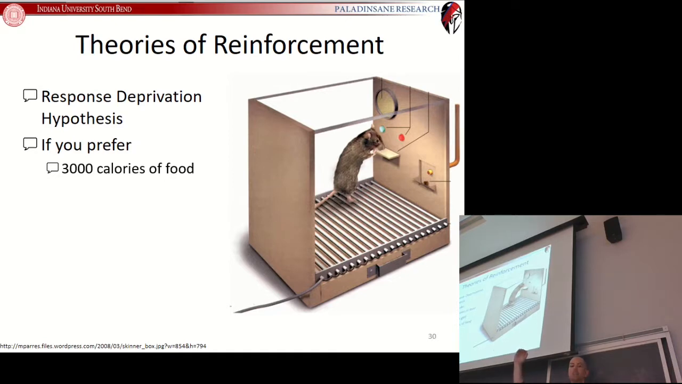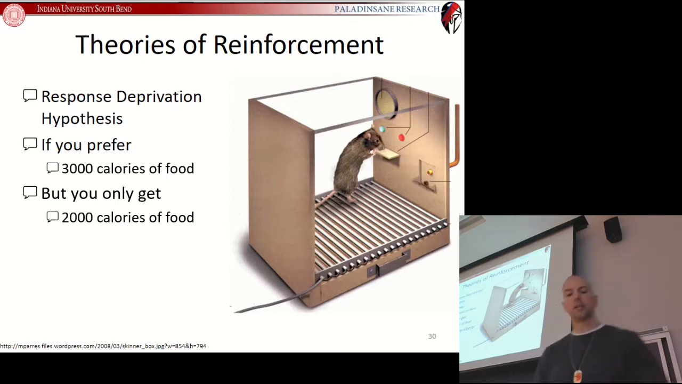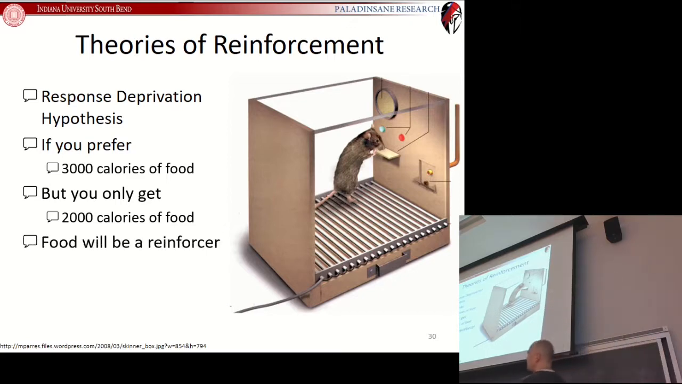If at that point you only get 2,000 calories of food, you have a preferred level. It's 3,000. Access has been restricted. Now you only get 2,000. That restriction of access has dropped your food below that preferred level. If that's the case, then food will be a reinforcer.